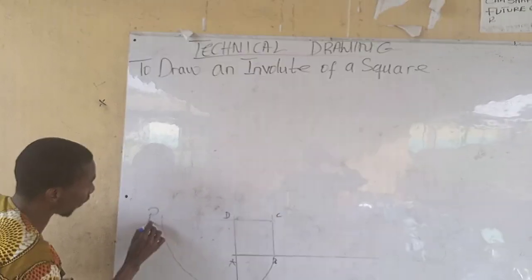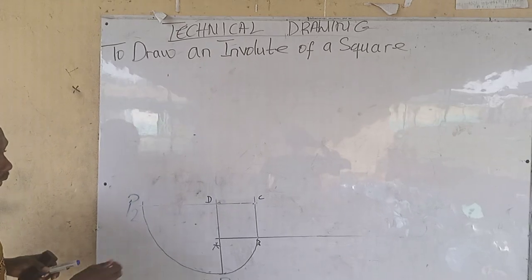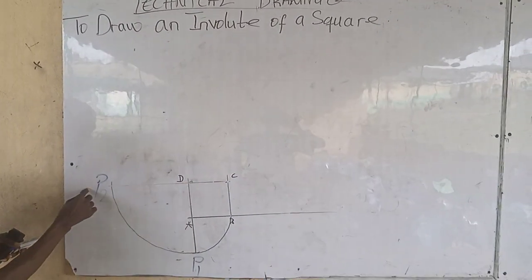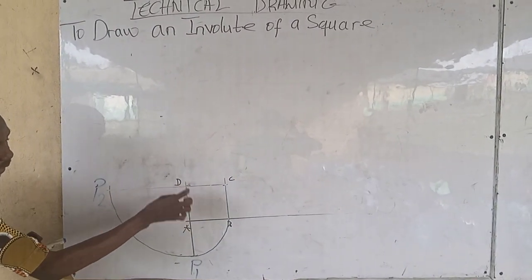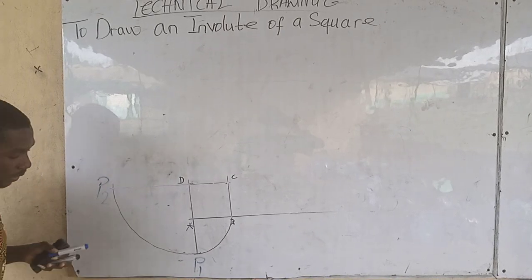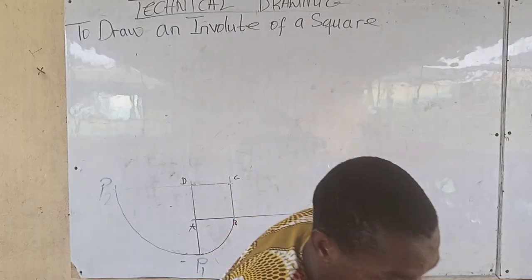That is point 2, and the distance from D to P1. Good.